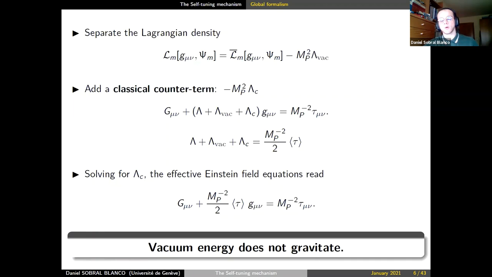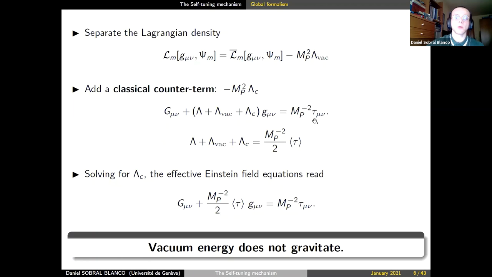And after doing this, the equations of motion, the Einstein field equations, will take this form. All the constant contributions will appear here in this term, contributing to the cosmological constant. And then the additional constraint that we obtain after varying the action with respect to the Planck mass squared will take this form, where we can see that basically all the different contributions will be constrained to be this quantity here, where tau represents the trace of the stress-energy tensor for the matter fields after we have removed the vacuum energy contributions.